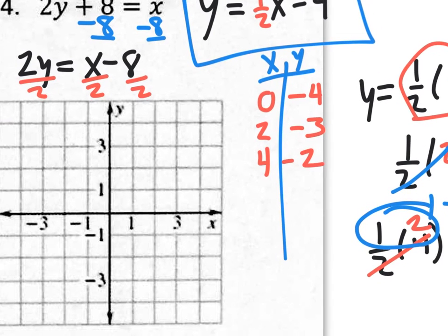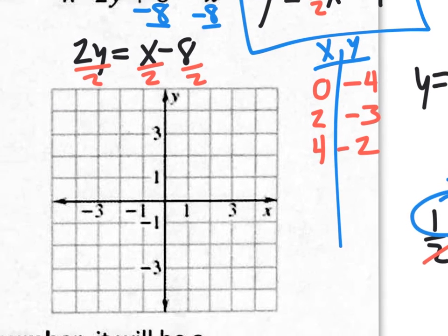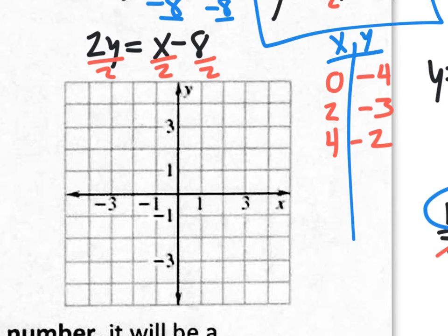And if you graph those guys, you will get a straight line. So 0, negative 4 is right here. 2, negative 3 is right here. And 4, negative 2 is right there. As you can see, all 3 dots line up perfectly on that line, and that's our graph.